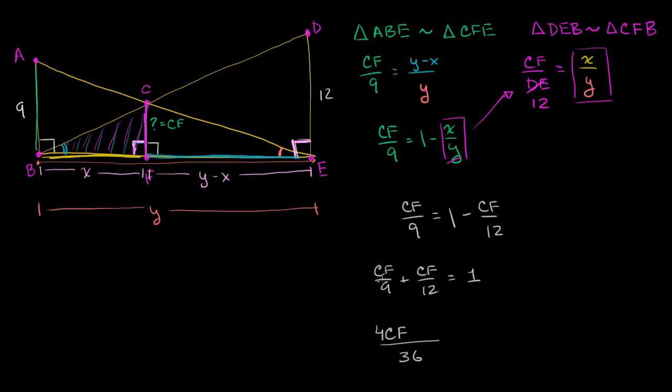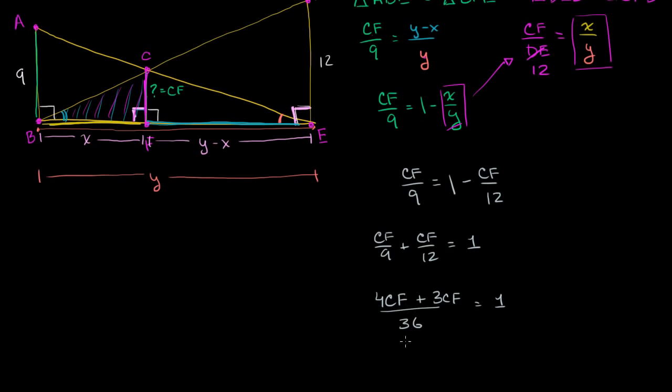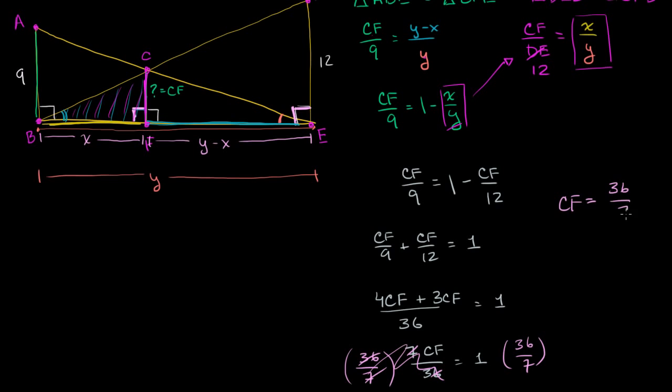4 CF over 36 is the same thing as CF over 9. And then plus CF over 12 is the same thing as 3 CF over 36. And this is going to be equal to 1. And then we are left with 4 CF plus 3 CF is 7 CF over 36 is equal to 1. And then to solve for CF, we can multiply both sides times the reciprocal of 7 over 36. So 36 over 7, multiply both sides times that. This side cancels out, and we get our drum roll now. CF is equal to 1 times 36 over 7, or just 36 over 7.